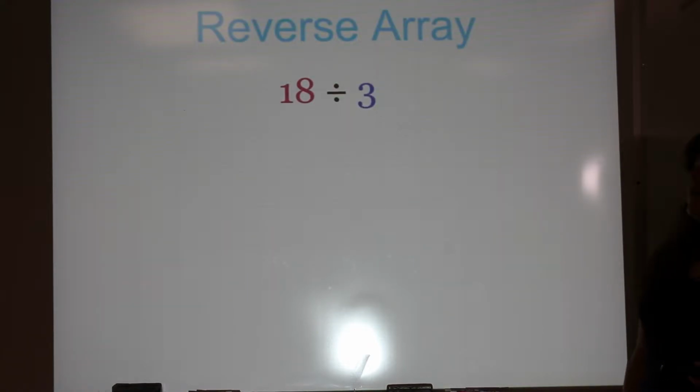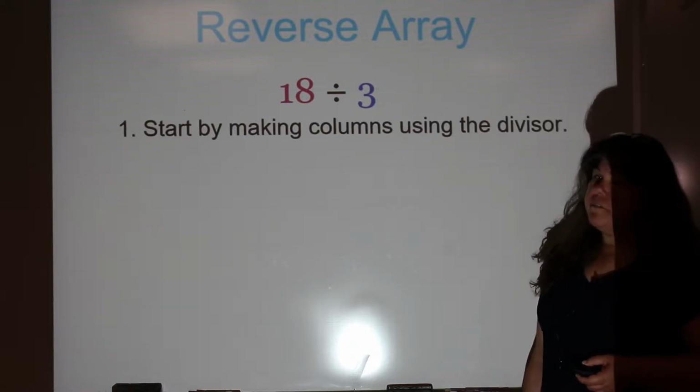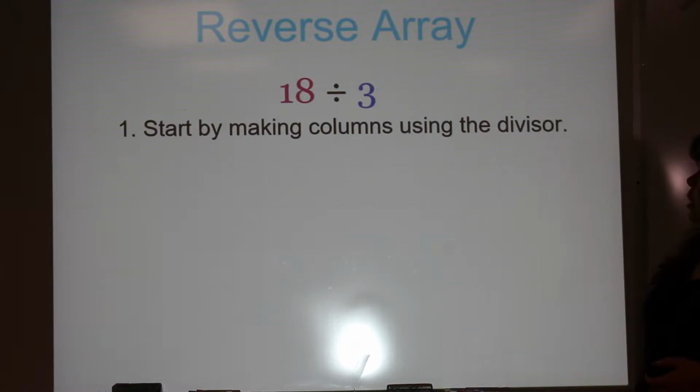So the first thing we're going to talk about is reverse arrays. We have 18 divided by 3. We need to figure out what our answer is. So first, start by making columns using the divisor.